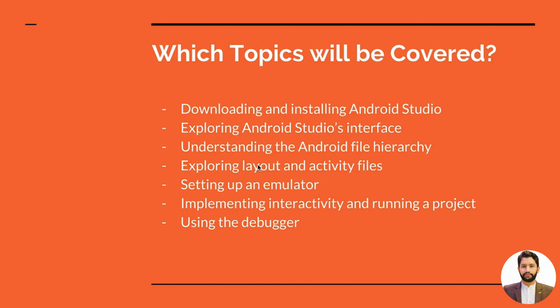Next, we'll explore layout and activity files in particular and the relationship between these. Then we'll work on setting up an emulator or an Android virtual device. After this, we'll talk about how to implement interactivity and we'll actually run our very first project. And finally, we'll set up the debugger and learn how to use that to find errors within our code.